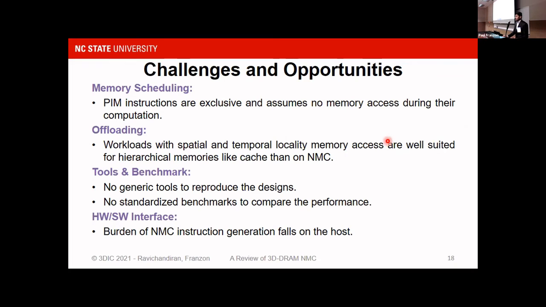Most of the NMC or PIM architectures out there treat their instructions that are specific to their acceleration as exclusive, and any memory-bound instruction that is sent out from the CPU is either delayed or completely neglected. This would become a problem if you're trying to get it into a mainline processor or a CPU available out there.